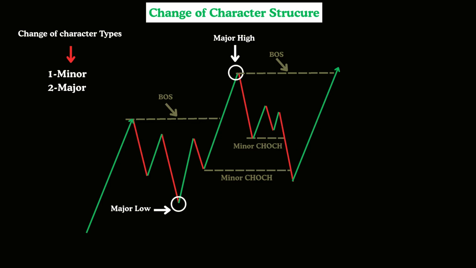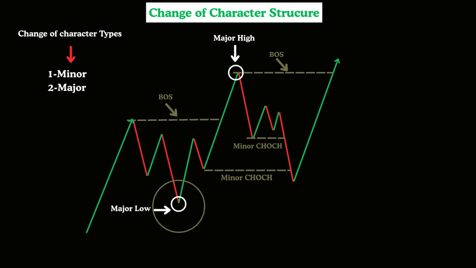Confirming a valid change of character. To confirm a valid market structure shift, you need to wait for price to break and close below the last major low that led to the bullish BOS. Only then can we consider it a major CHOCH and a high probability signal of a potential reversal.